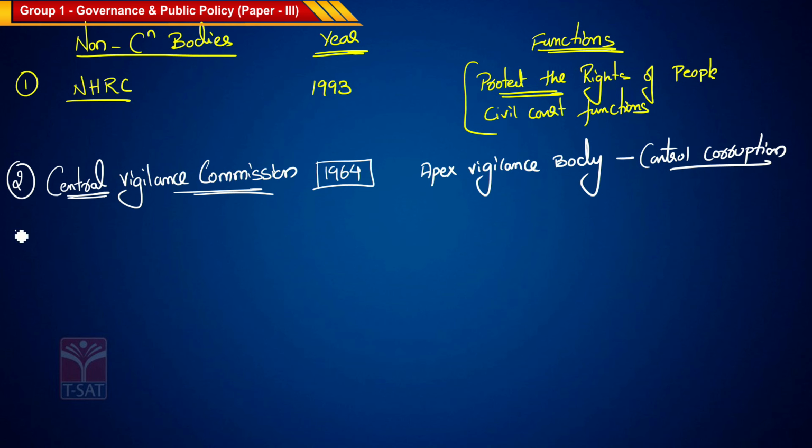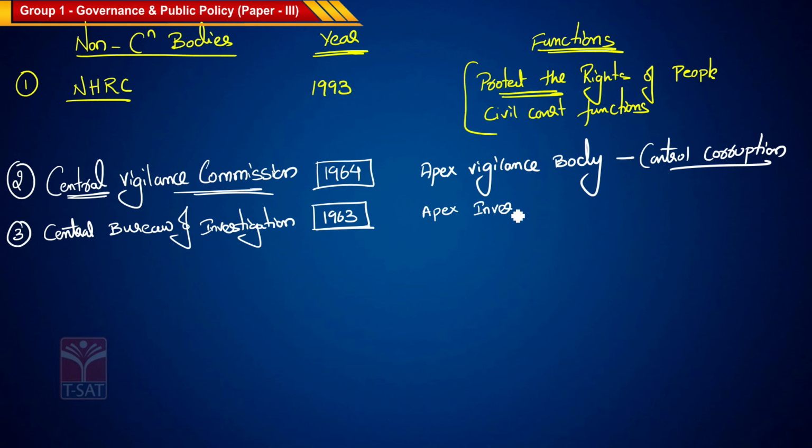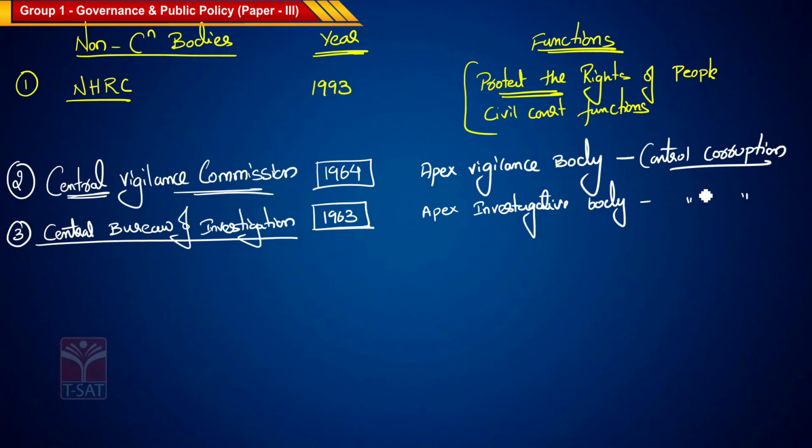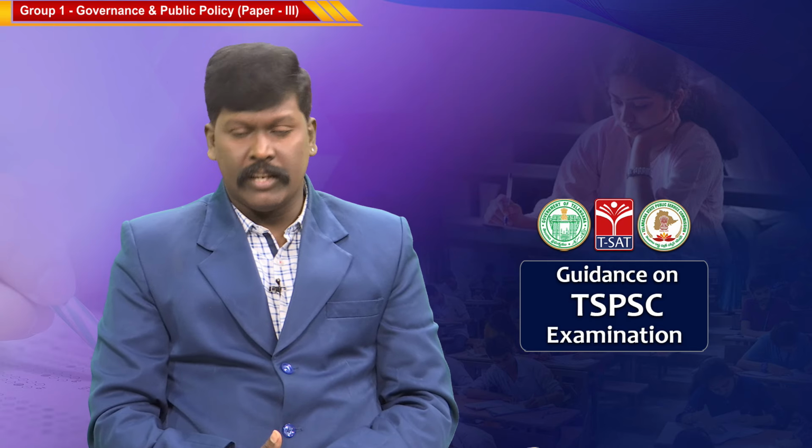Okay. Point number 3. Central Bureau of Investigation, 1963. Now, this is an apex investigative body to control corruption. When formed in 1963, the Central Bureau of Investigation was under the Home Ministry, but presently it is under the Ministry of Personnel, Pensions and Grievance. This is your Central Bureau of Investigation.